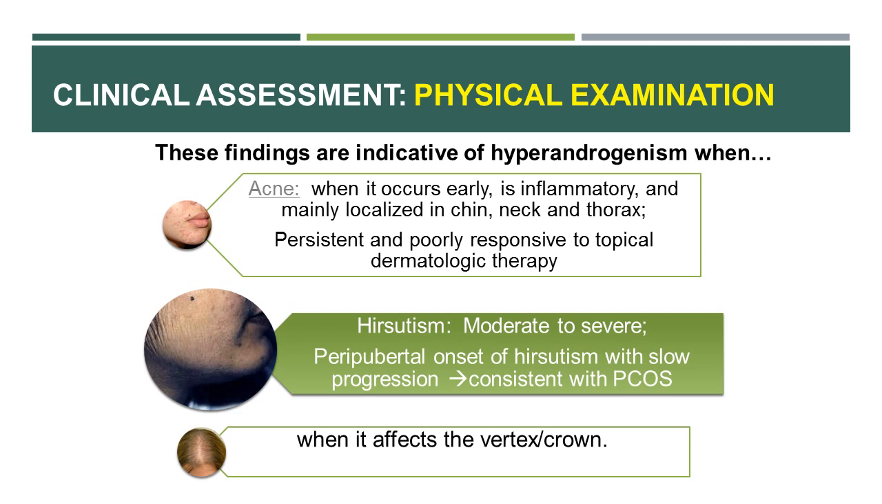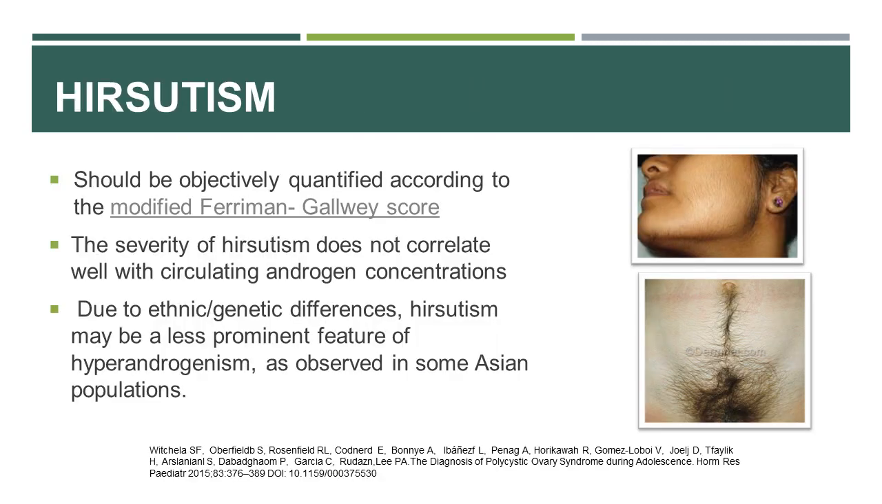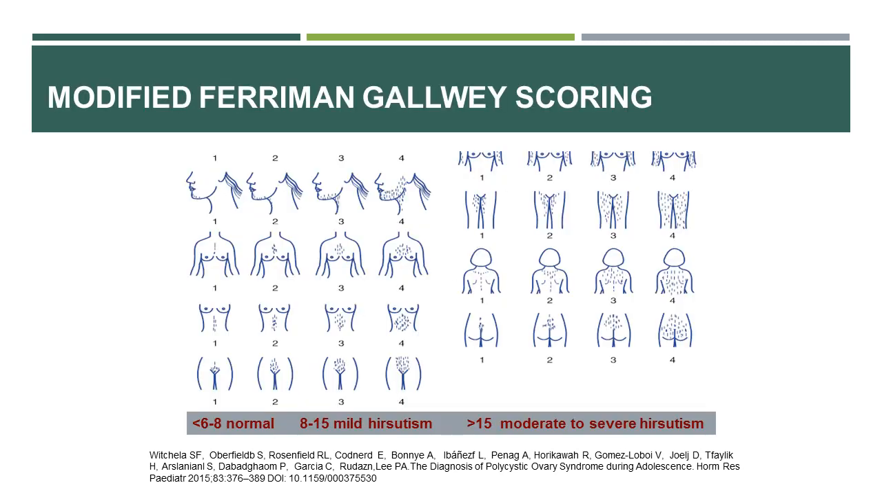The next clinical manifestation is hirsutism, which is moderate to severe with a peripubertal onset and with a slow progression, which is consistent with PCOS. Hirsutism should be objectively quantified according to the modified Ferriman-Gallwey score, or the MFG score. Due to ethnic or genetic differences, hirsutism may be a less prominent feature among Asian women.